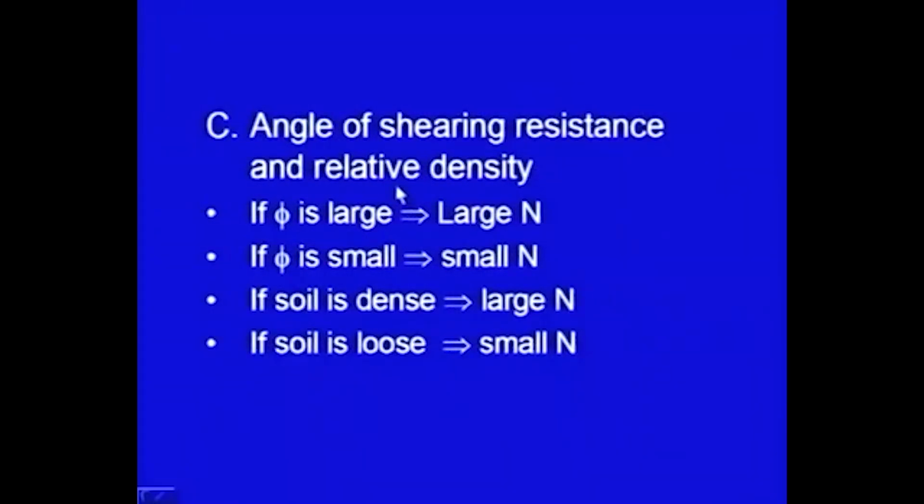The third factor which affects the n value is obviously the parameters of the soil. If phi value is large, you are expected to get large n because it will have higher strength. Again, we are talking about the cohesionless soils, not the clay soils. If phi value is small, you are going to get smaller n. If soil is dense, it will be highly compacted soil, then you will get larger n. If soil is loose, then its strength will be smaller, and you are expected to get a small value of n.